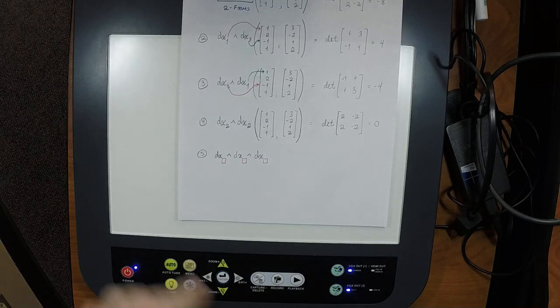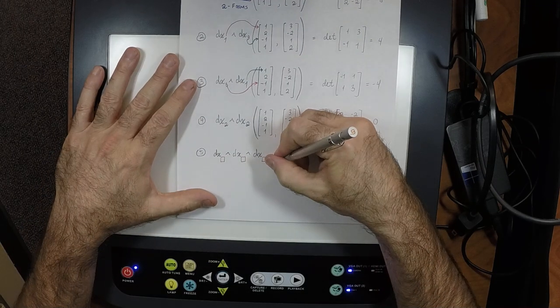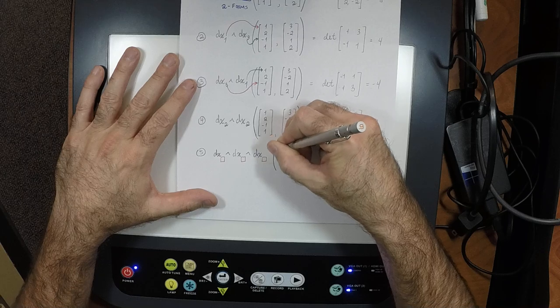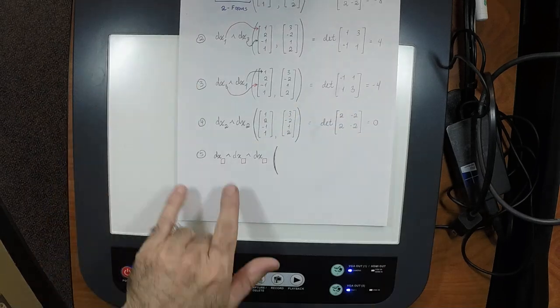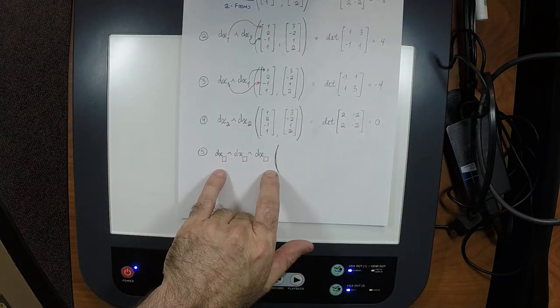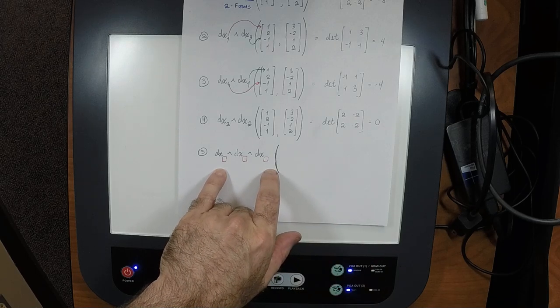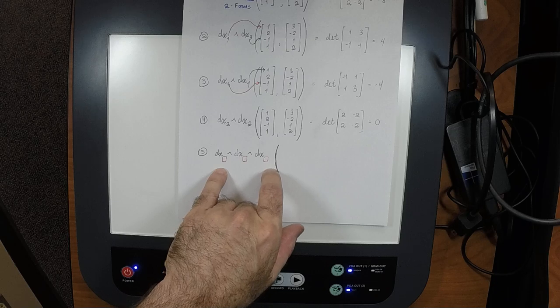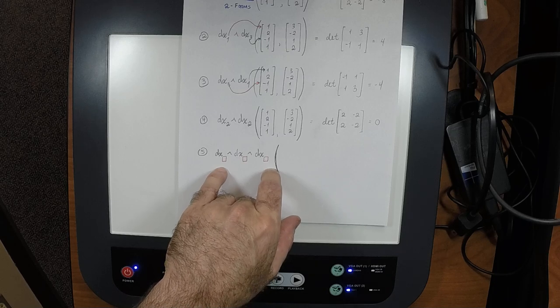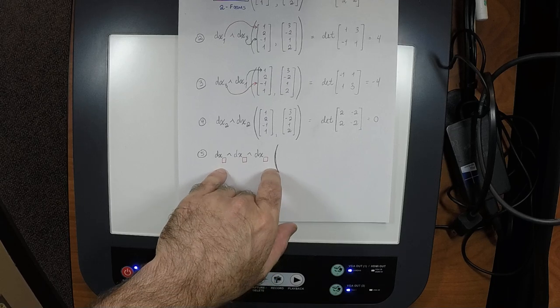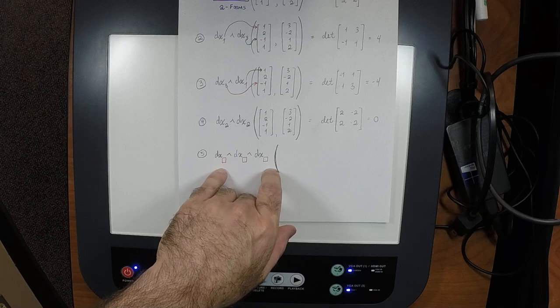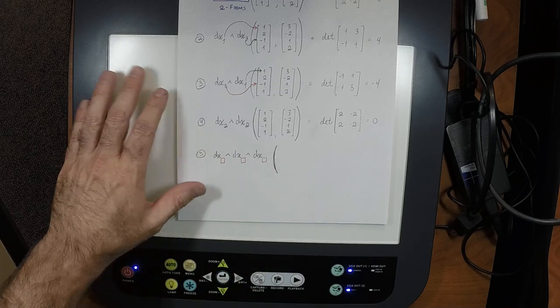Dx wedge dx wedge dx. So what kind of form is this? It's a 3-form because there's three of them. Okay, and how many vectors do I need to supply? Three vectors. I have to supply three vectors, because you can think of a k-form as something that eats k vectors at a time.